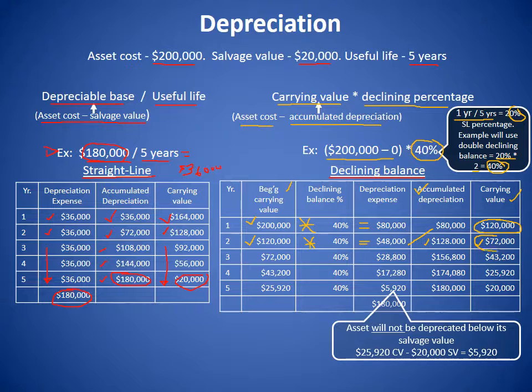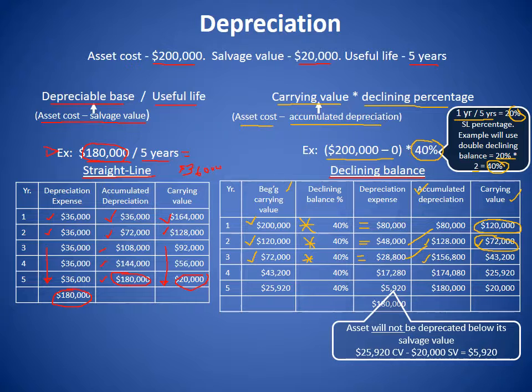Year number 3, I'm going to go through the same process. I'm going to take the carrying value from year number 2 and pick it up in year number 3, multiply that times 40%. That comes out to $28,800. So now I take the $28,800 and add that to my previous accumulated depreciation. Now I end up with an amount of $156,000.